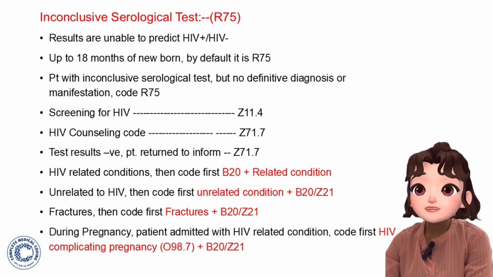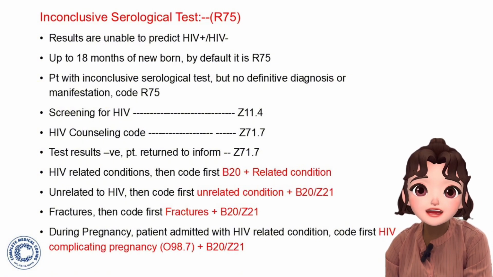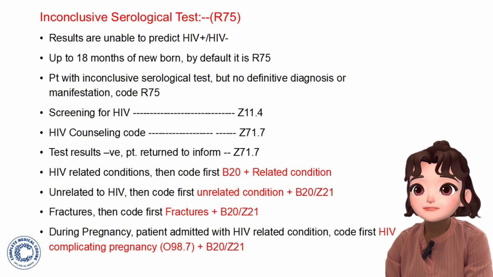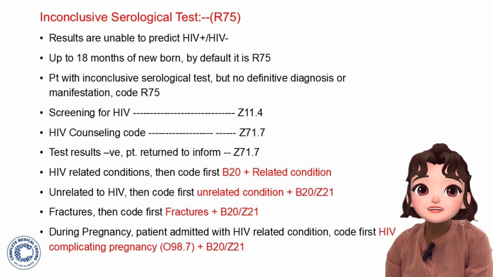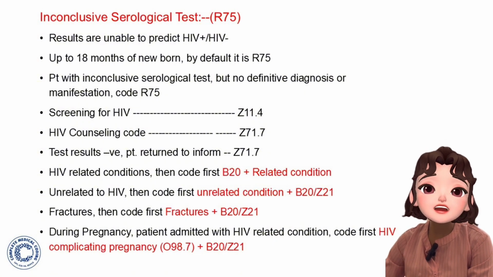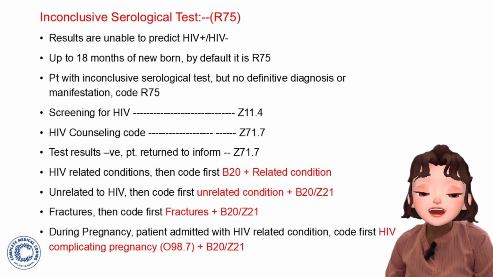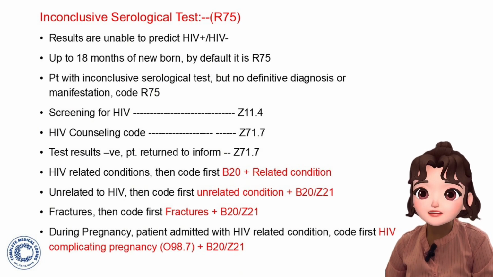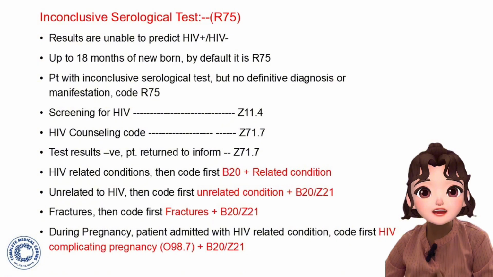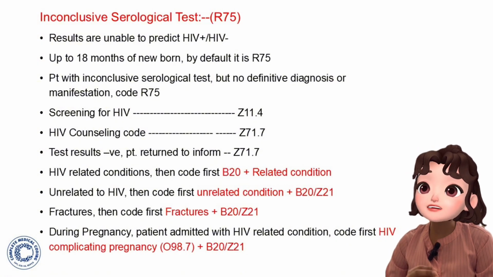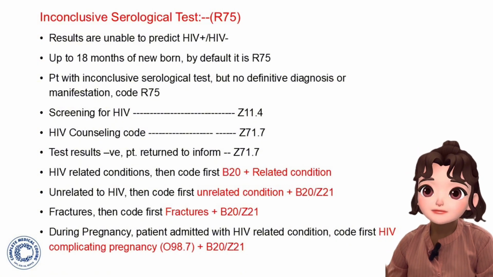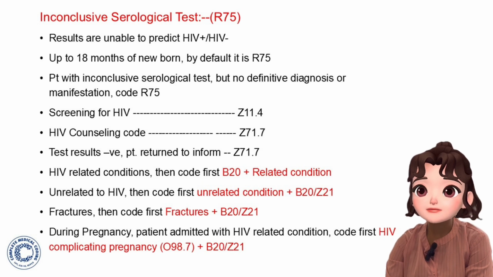Now, inconclusive serological test. The default code for inconclusive serological test is R75. In this case, the results are unable to predict. If HIV is inconclusive, it means once the test is done, they can't identify whether this patient has HIV or not, HIV positive or HIV negative. So in that case, you have to code inconclusive HIV, R75. That is the code.